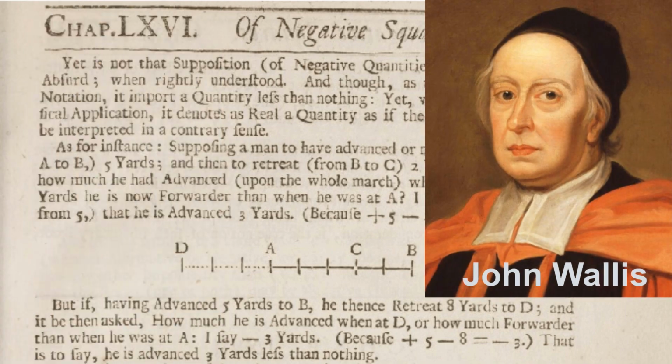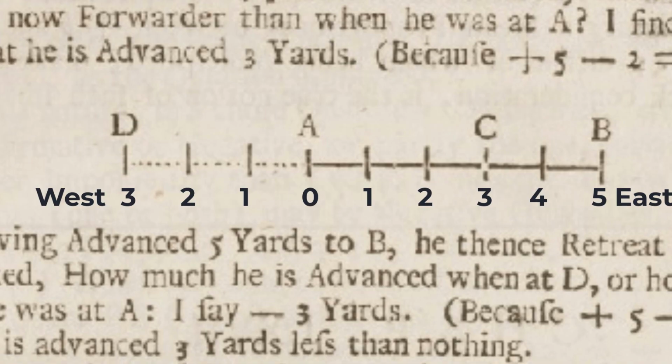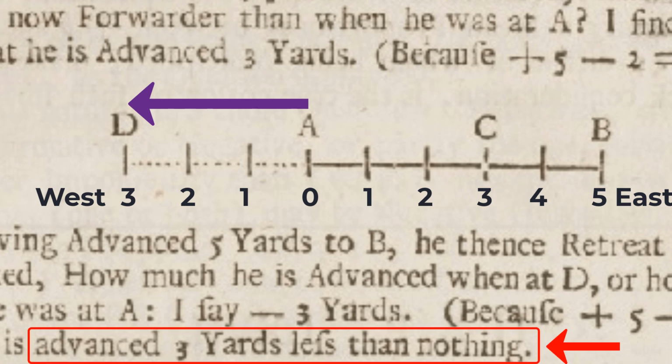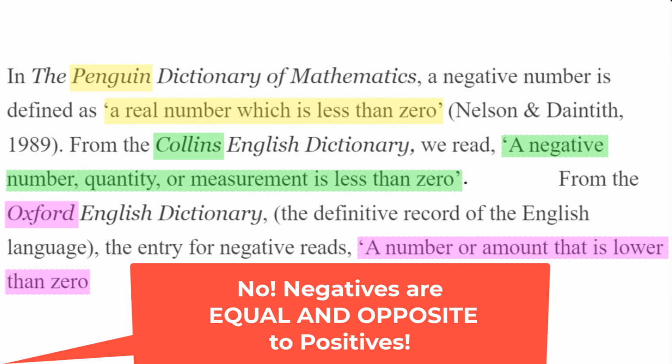In 1685, John Wallace moved from 0 5 yards east, then moved 8 yards west to arrive at 3 west. He travelled 3 west from 0, yet strangely said he'd advanced 3 yards less than nothing. That's the reason people say negatives are less than 0.